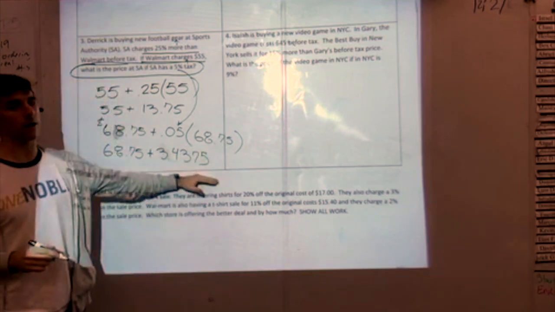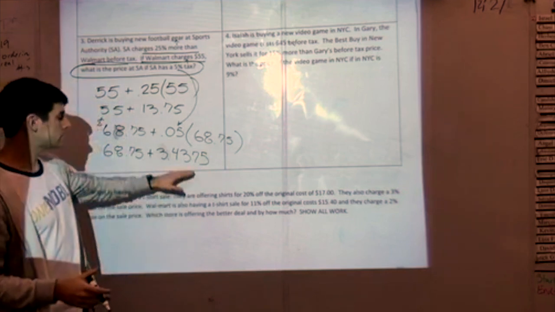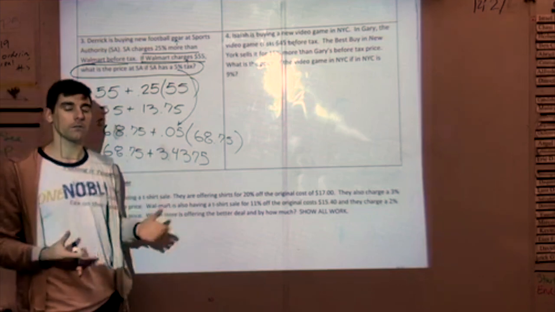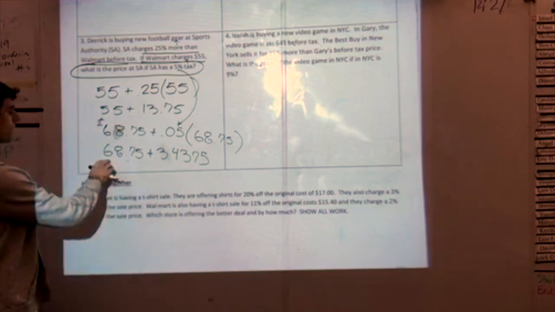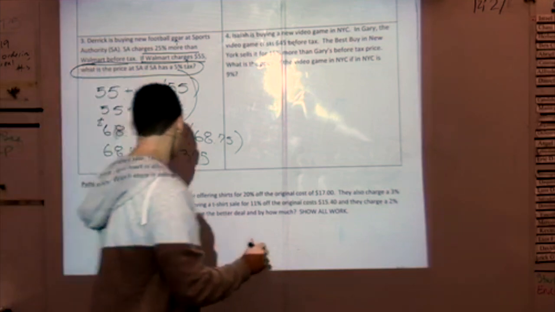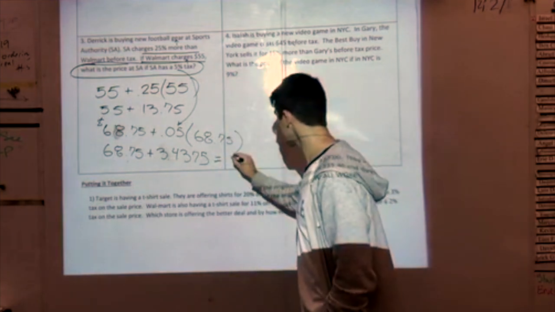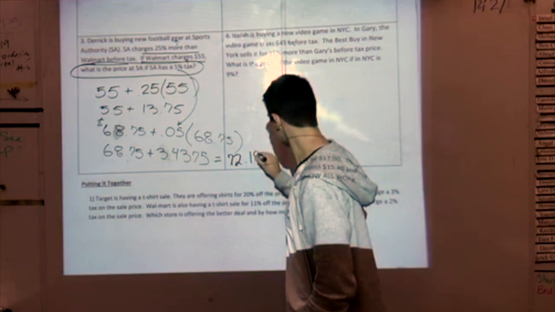Please make sure to not round right here. We talked about it in class. When you round at the very end, if you were to round this to even the hundredths place or the tenths place, you're going to get a totally different value. We're trying to be as accurate as possible so you know like what you're going to pay for things. Then we have $68.75 plus this very long value, which gives us a total of $72.1875.